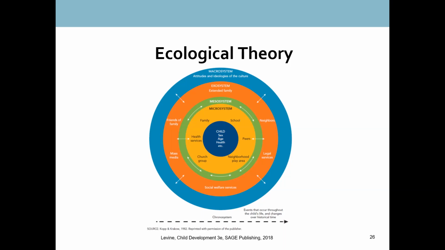Once again, if the parents move, the child will go to a new school. They'd have a new neighborhood play area, a new church group, and a new set of peers. And even if they don't move, I mean, as you transfer from one school system to another, going from elementary to middle school to high school, your microsystem is changing over time. Okay, and so you want to point out that it's a set of systems that are always in flux. They're always changing, as time goes on and the child's life changes.